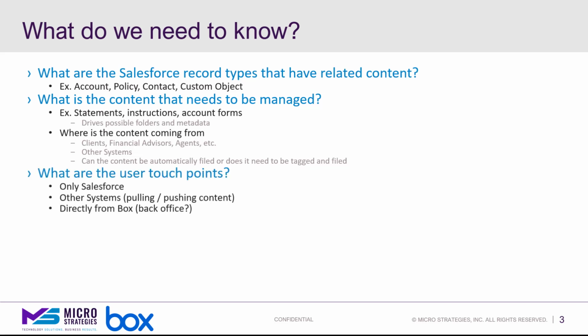What are the user touch points? Are people only accessing content from Salesforce, or are other systems going to need to feed the repository and maybe pull documents from the repository? Also, do people need access directly to Box? Maybe the back office, people who don't have Salesforce. So what are the user touch points for your content?